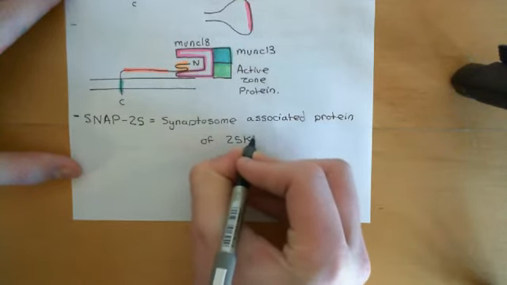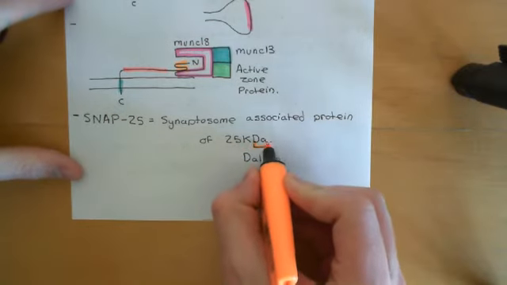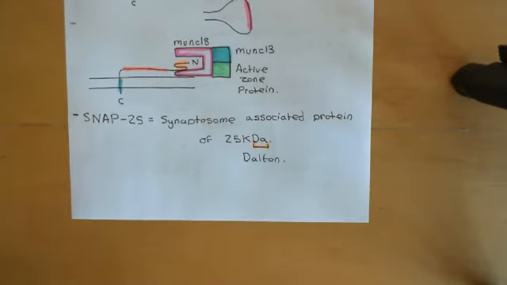So 1 dalton is around the weight of a proton or a neutron. Okay, so 25 kilodaltons means that this protein has the weight of around 25,000 protons. Okay, so you've added up all of the atoms that constitute it and all of their atomic weights, and that's giving you the overall weight of this protein, and it's around 25 kilodaltons. Okay, so that's what SNAP25 stands for, not soluble NSF attachment protein.